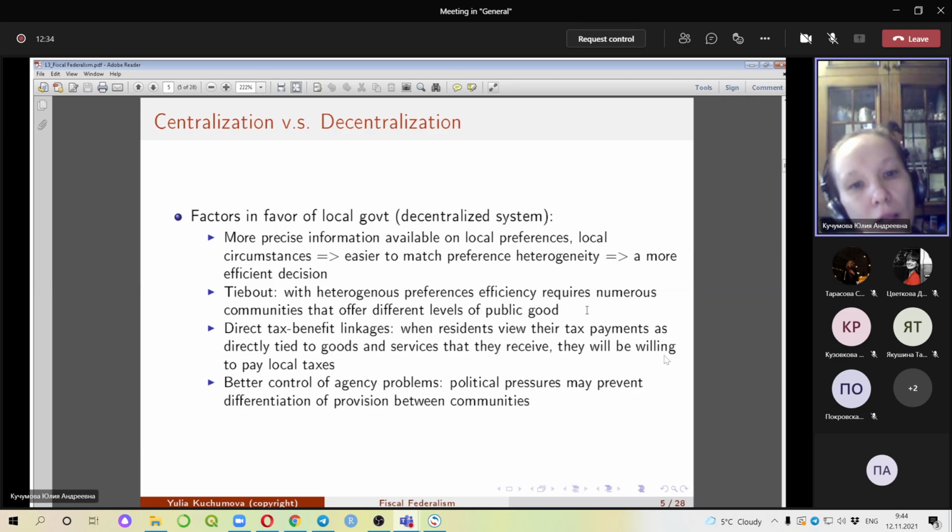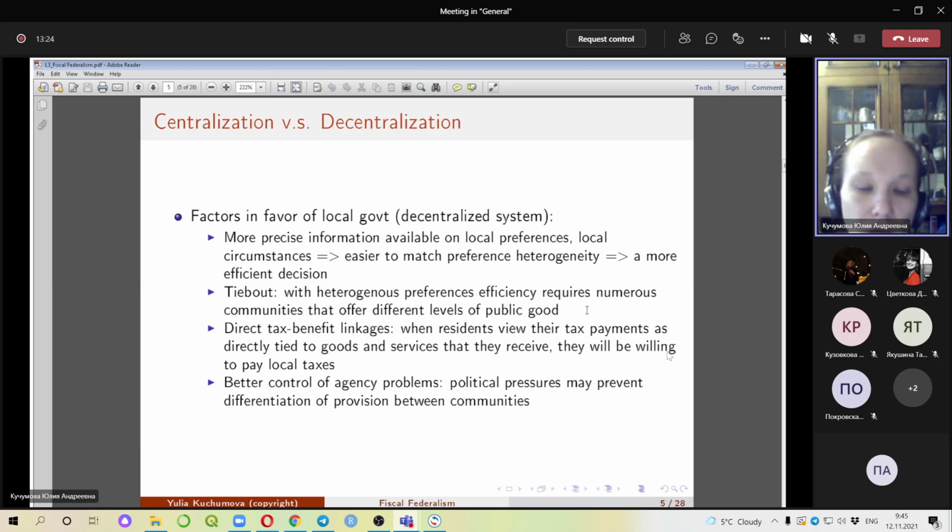A related point here is that if we recall the Tiebout model, right? If we rely on that hypothesis, we know that with heterogeneous preferences, efficiency requires multiple communities that offer different levels of public good. So again, if there is heterogeneity of preferences, a decentralized system provides a more efficient provision of public good.